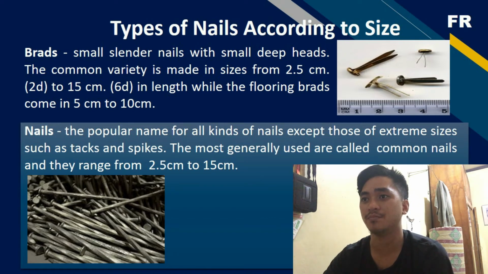Next one is the nails. The popular name for all kinds of nails except those of extreme sizes such as tacks and spikes. The most generally used are called common nails, and they range from 2.5 centimeter to 15 centimeter.